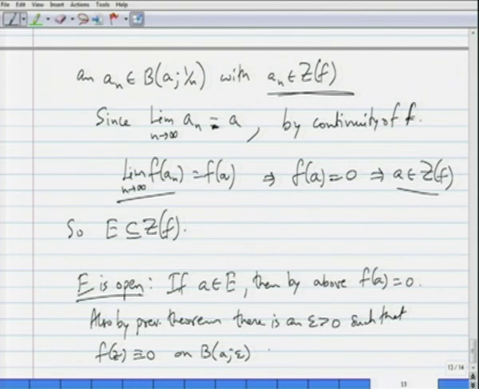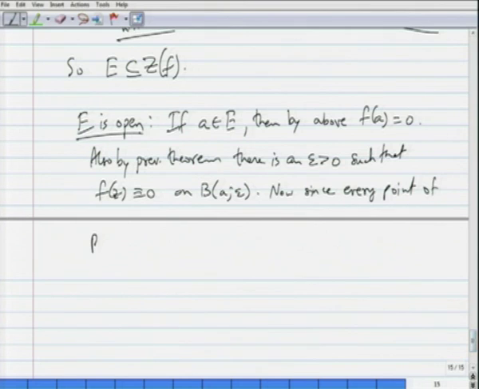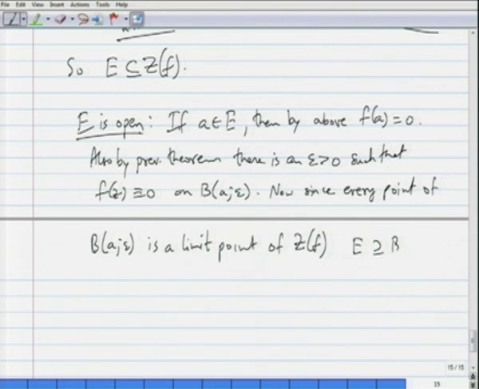Now since we know something about B(A, epsilon), epsilon positive, every point of B(A, epsilon) is a limit point of Z of f, so E contains B(A, epsilon). So f is identically 0 and this set is an open set. So identically 0 on this open set, and since every point of that open set is a limit point of Z of f, E contains B(A, epsilon). So E is open.